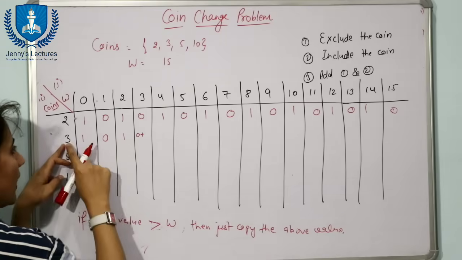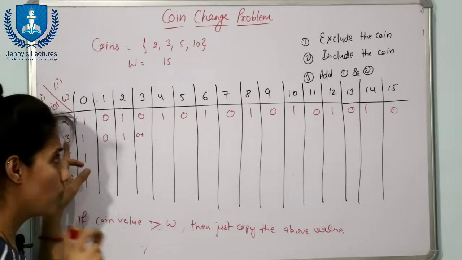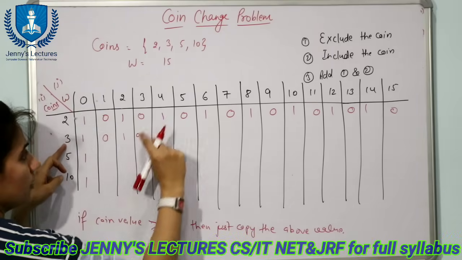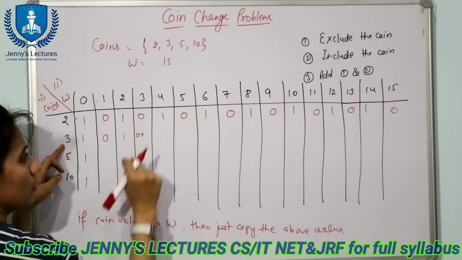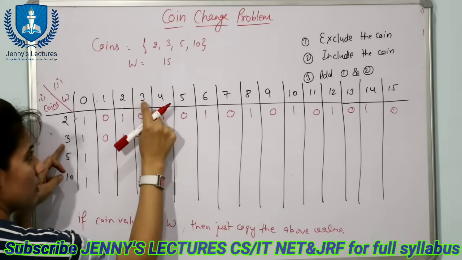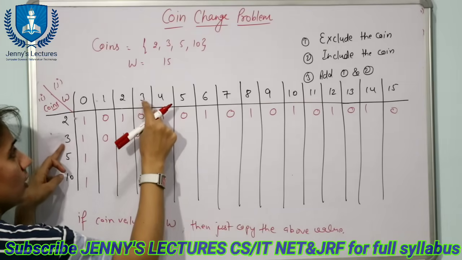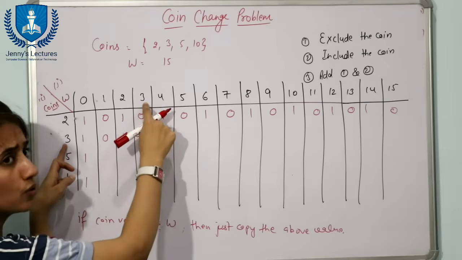How to calculate that thing? If you are including that coin, then you have to do just one thing. Just reduce this coin value from the amount. We are calculating value for this cell. Now check out this amount, 3. You are calculating for 3. So you just do this 3 minus this 3 and we got what?